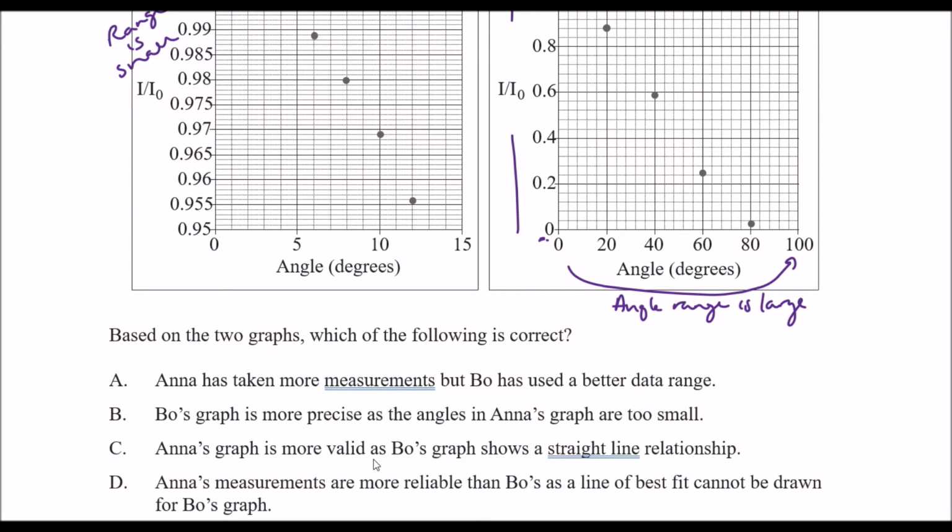Anna's graph is more valid than Bo's. That one is definitely incorrect, so we can definitely take that out. Anna's measurements are more reliable. Again, that is not correct either.